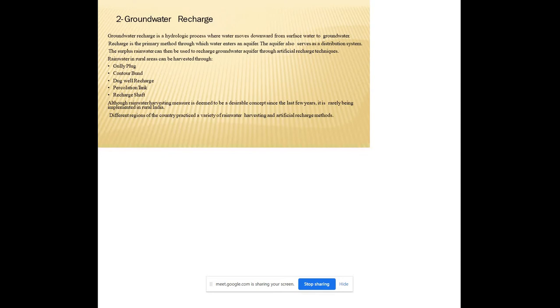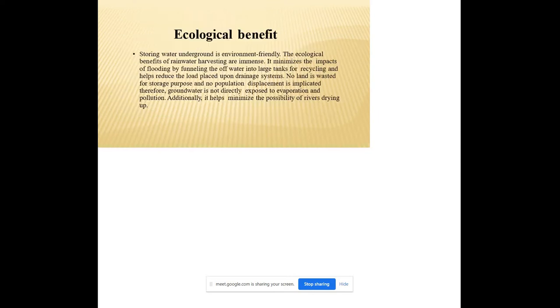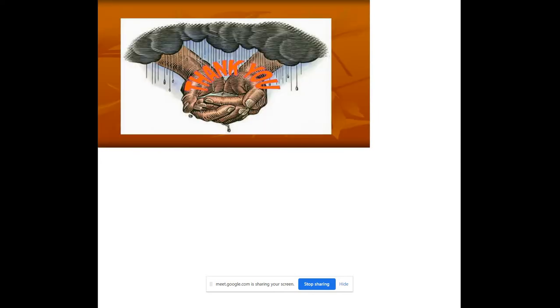Groundwater recharge. It's the second method. Groundwater recharge is a hydraulic process where water moves downward from the surface water to the groundwater.